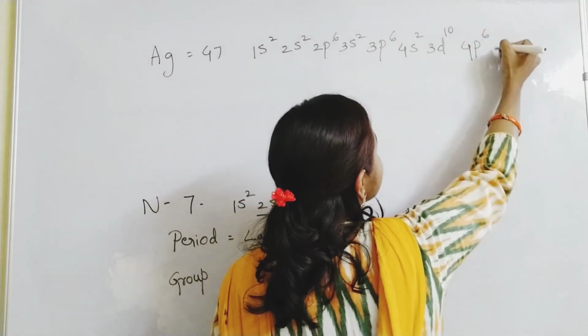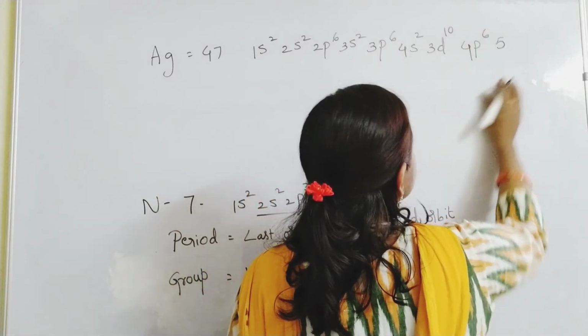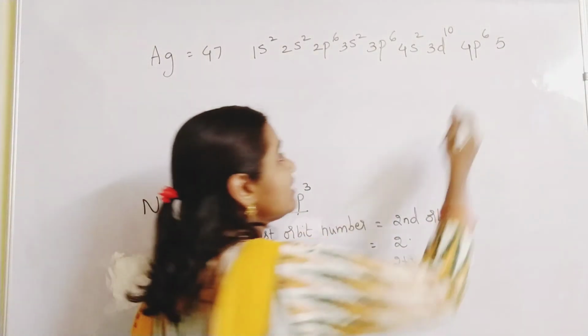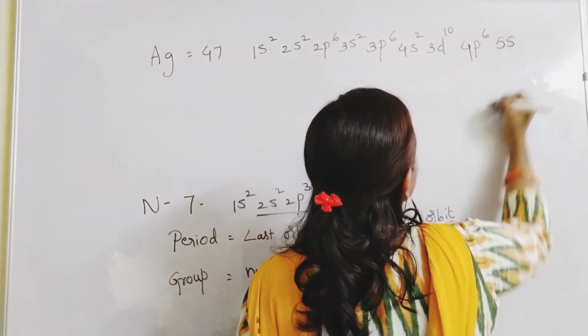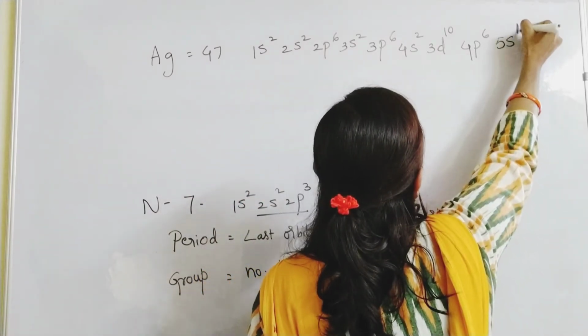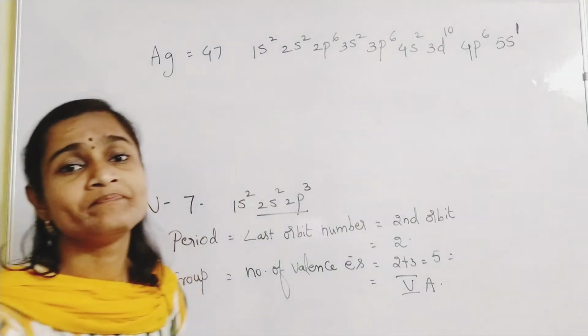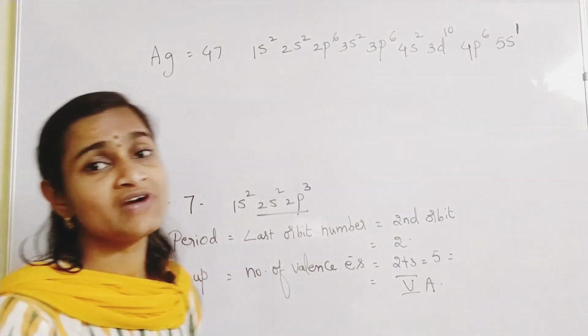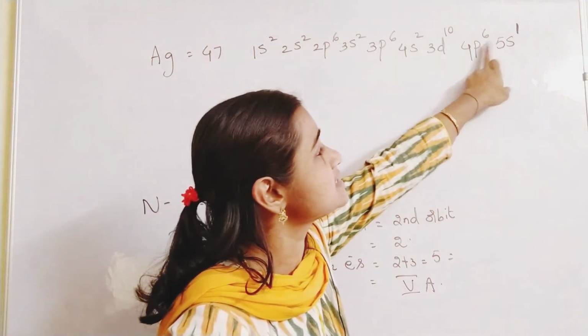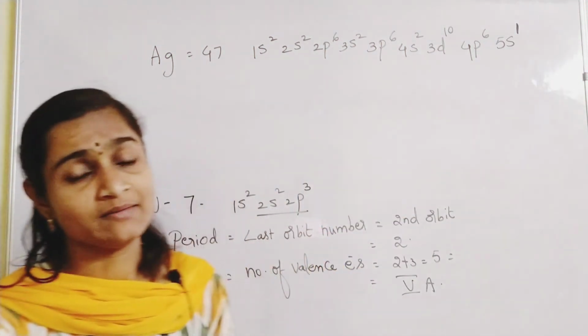4p6. After 4p, 5s. Now 5s1. So 4p6, 5s1, right? 30 plus 6, 36, plus 1, 37.